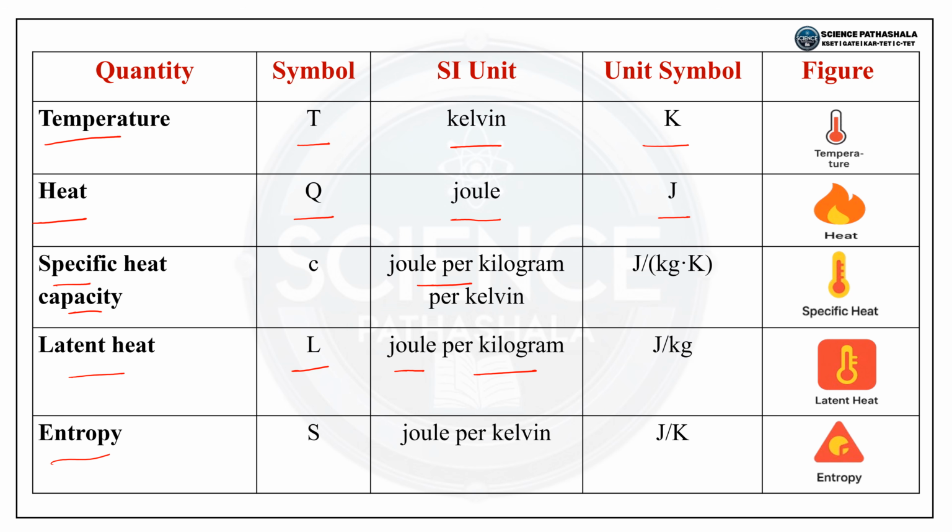The next is entropy. Entropy is the measure of disorder or randomness of a system, or the measure of energy not available to do work. The symbol for entropy is capital S. The SI unit for entropy is joule per Kelvin.